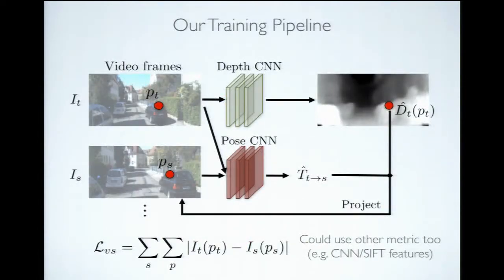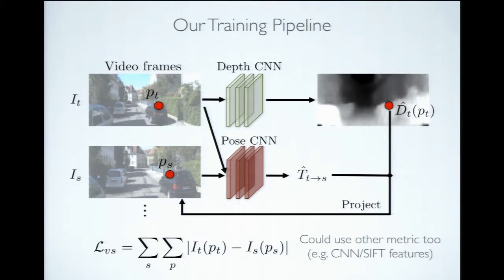So here's an illustration of our training pipeline. Given several consecutive frames from a video, we train the depth CNN to output a per pixel depth for the central frame, and the pose CNN that outputs the relative transformation between the central and nearby cameras. So given the depth and the camera pose, we can then project each pixel in the target view to the source view, and measure the reconstruction error as the loss function. In this paper, we use L1 pixel error as the metric.